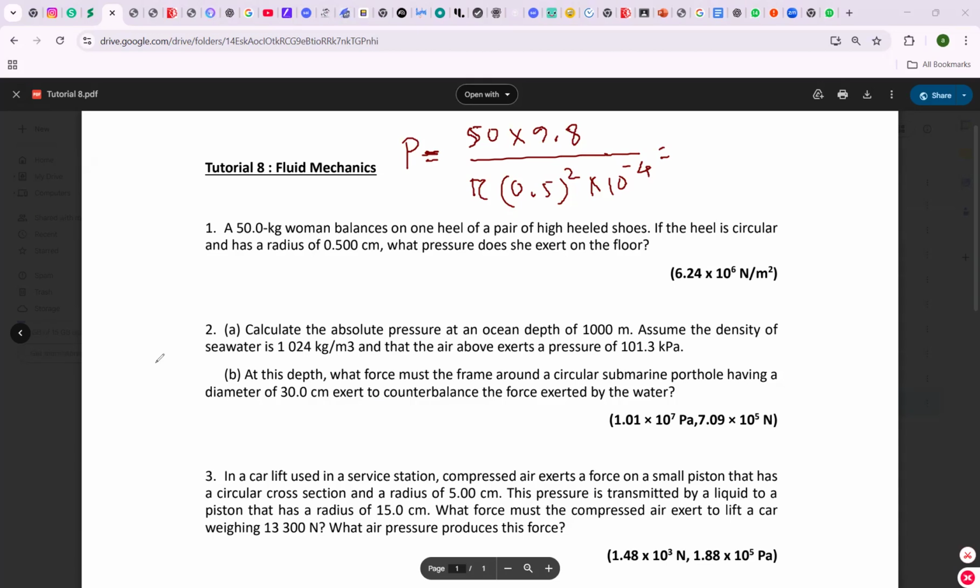Boss, I am getting this answer. Exact. Oh my God, this is horrible. Using the calculator, you are making a mistake. Wait, I'll send you the picture. Yes, please. Send me the picture. Let me check.